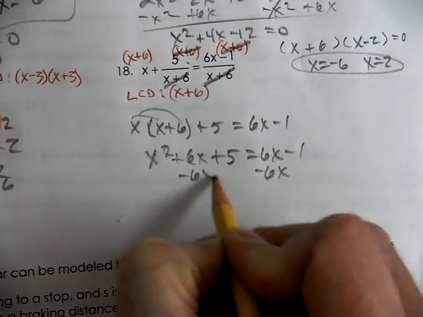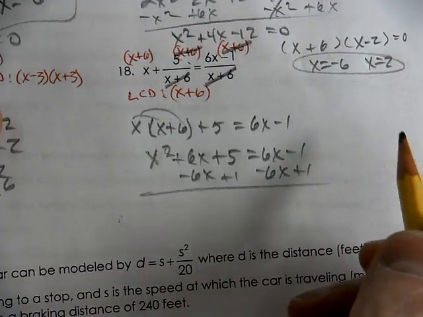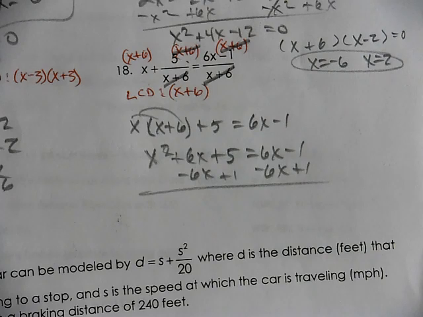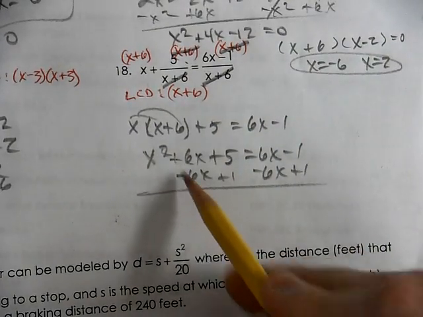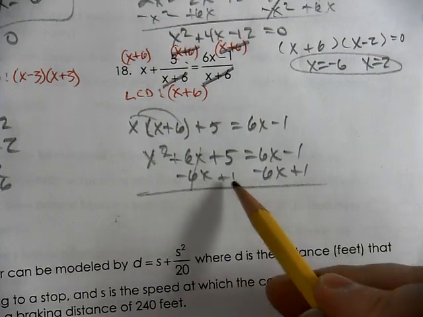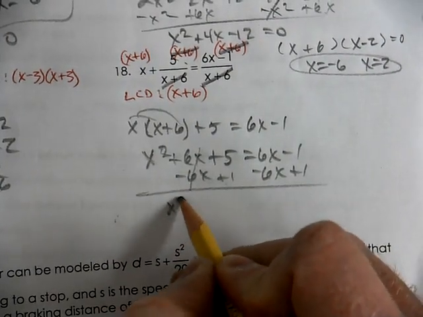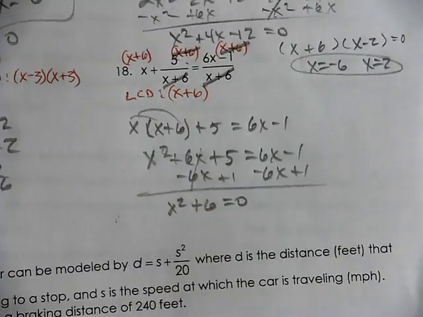And I have different types of x's, so I'm going to bring them over. Well, this is kind of weird. So I'm going back to check my work real quick. All right, when I brought that over, that's a plus and that's a minus, so that's gone. This makes 6. I'm getting x squared plus 6 equals 0.